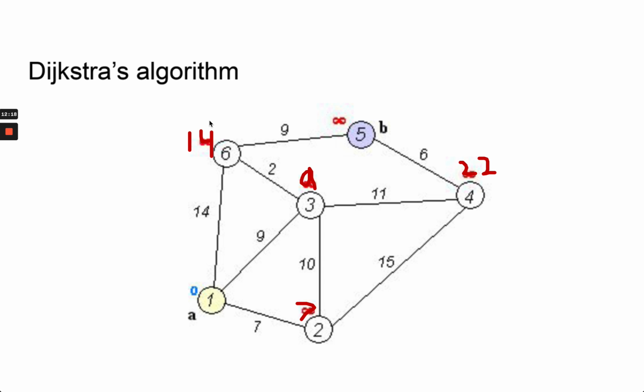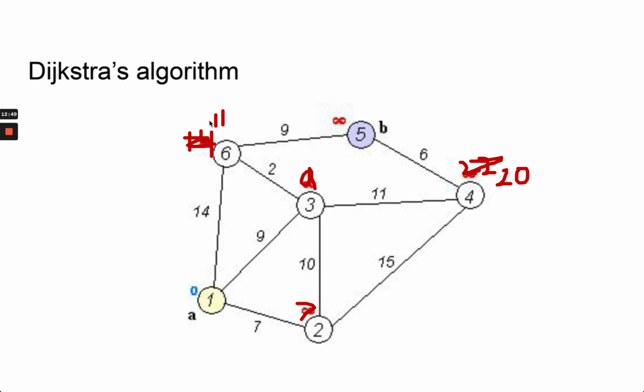All right, so now the thing with the shortest distance I haven't yet explored is 3. So the shortest edge coming out of 3 is 2. 9 plus 2 is 11, which is less than 14. So now I can say that to get to 6, I actually only need 11. And to get to 4, it would be 9 plus 11, which is shorter than 22. So here, I only need 20.